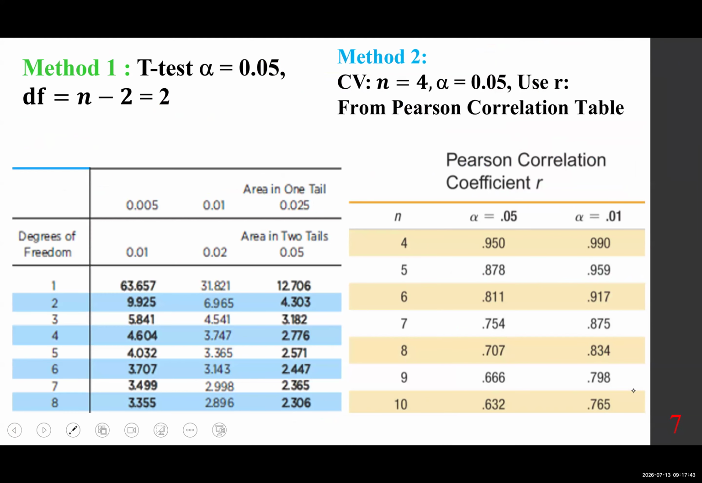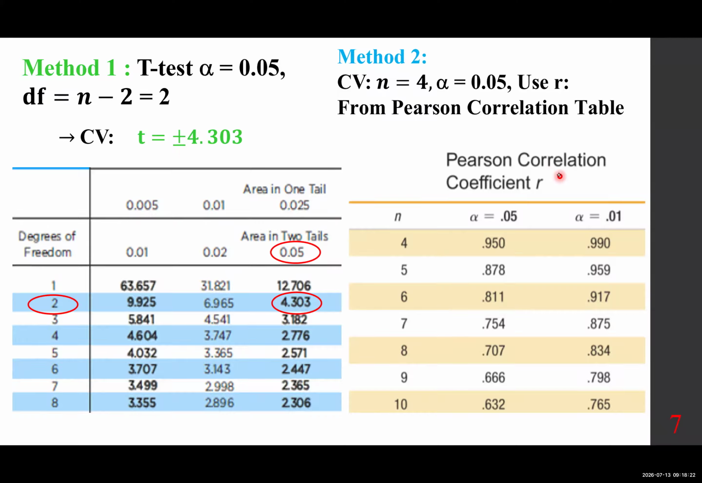There was not enough room in the previous page. Remember, method 1 used the t-test, alpha was 0.05 and degrees of freedom of n minus 2 equals 2. First, in the left column, you locate 2. Then over here, area in one tail. No, we need the area in two tails. And that would be 0.05. Okay, 0.05 because alpha was 0.05, right? And when you put them together, the answer is this one. So you call the critical value the same number with the plus minus t's, plus minus 4.303.